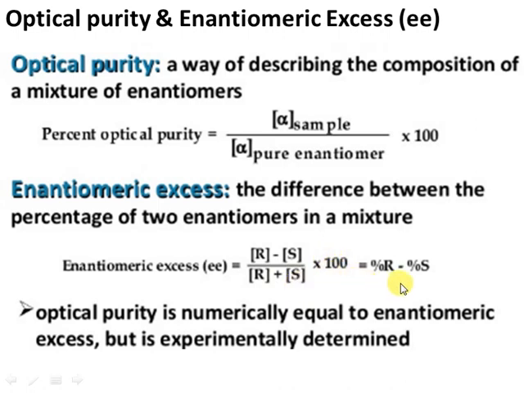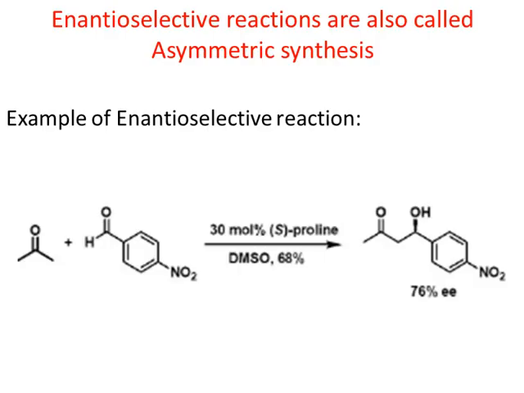So in that case, we can get the percentage of R minus percentage of S, right? So we'll see which of the isomers is dominating. So enantiomeric purity is determined numerically, but it has to be experimentally determined, right?